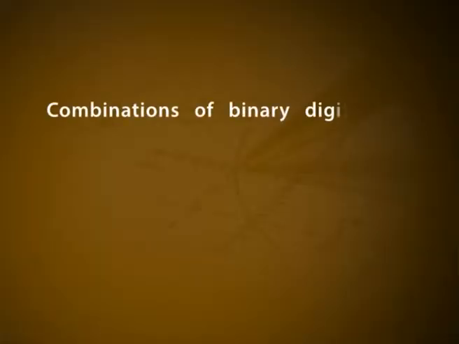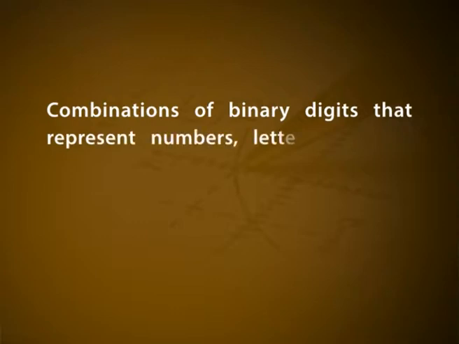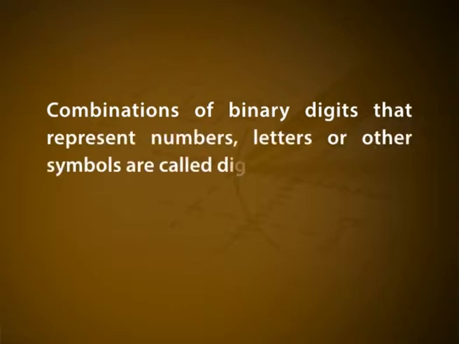Computer codes. Not only numbers but letters and other symbols can also be represented using binary digits. Combinations of binary digits that represent numbers, letters or other symbols are called digital codes. Different types of codes have come into existence to represent numerical and alphanumerical characters.